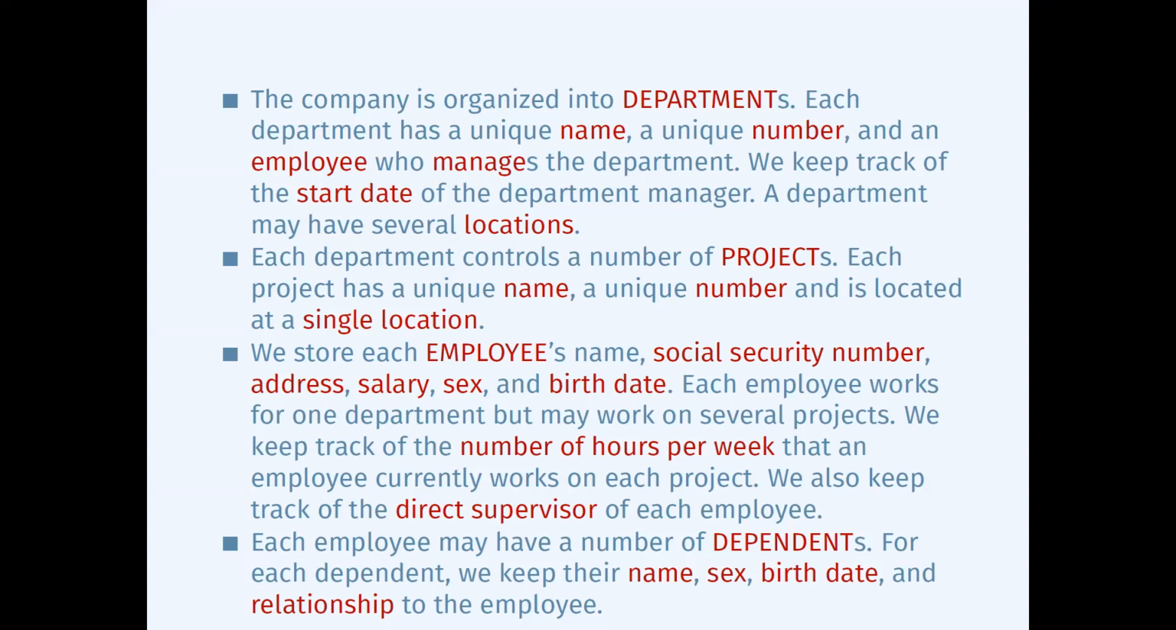So for example, if you read the first one, we say the company is organized into departments. Basically, we can say department is an entity or entity type. Similar to that, can you tell me what are the other entity types you can identify in this description?